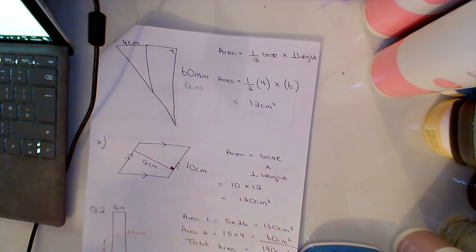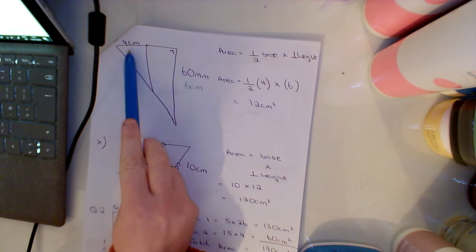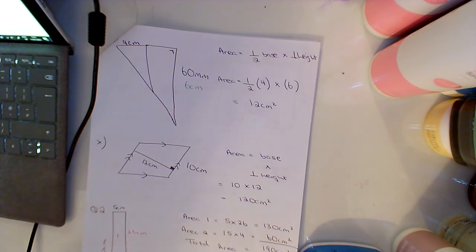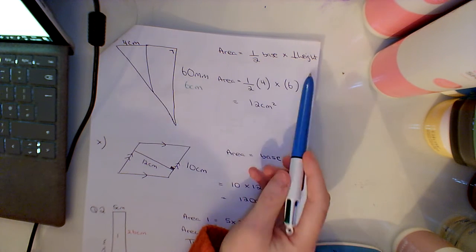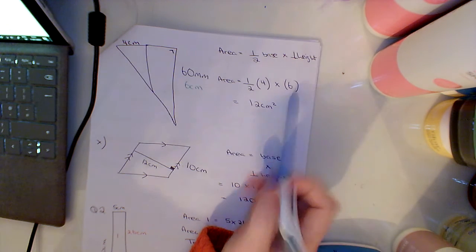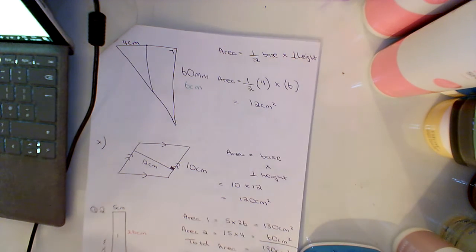Here I have a triangle, and once again I have 60 millimeters, and this here is centimeters, so just watch your units. This here turns into 6 centimeters. So my area of a triangle is half the base by perpendicular height. My area is half of 4 by my perpendicular height, which is 6, and my answer is 12 centimeters squared.